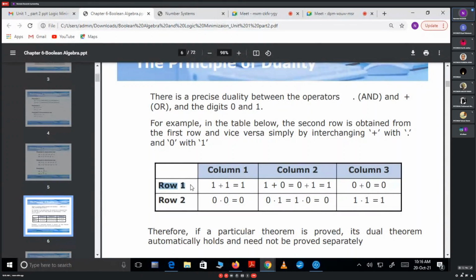You can see in row 1, 1 plus 1 is 1, right? 1 plus 0 equal to 0 plus 1 equal to 1. And 0 plus 0 equal to 0. Row 2: 0 dot 0 equal to 0. Here you can see only that instead of plus, dot is given, and instead of 1, 0. So that is the duality theorem. You can reverse it, you will get the same result. 0 dot 0 is 0, 0 dot 1 and 1 dot 0 are 0, and 1 dot 1 equal to 1.